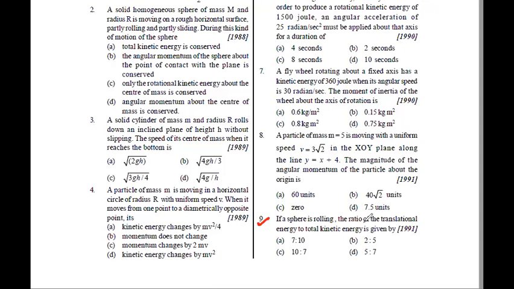Right? So, 9th one is, tell me. I hope all of you can solve it, right? Because translational is half mv square and rotational is half I omega square. Okay, got it. So depending on the value of I, you just have to take the ratio. Got it? Tell me, got it?